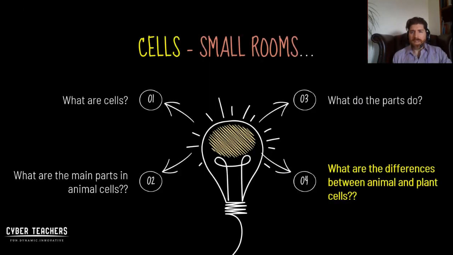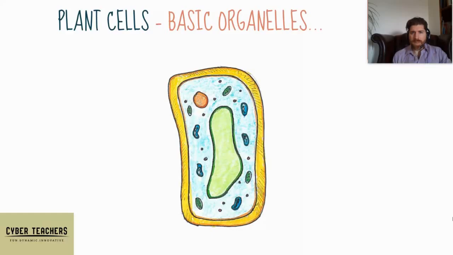So, what are the differences between animal and plant cells? Well, here's a plant cell. You can see it's a lot more regular in shape. It looks a little bit more complicated. And the answer is that at this level, there are more organelles that we need to know in there.